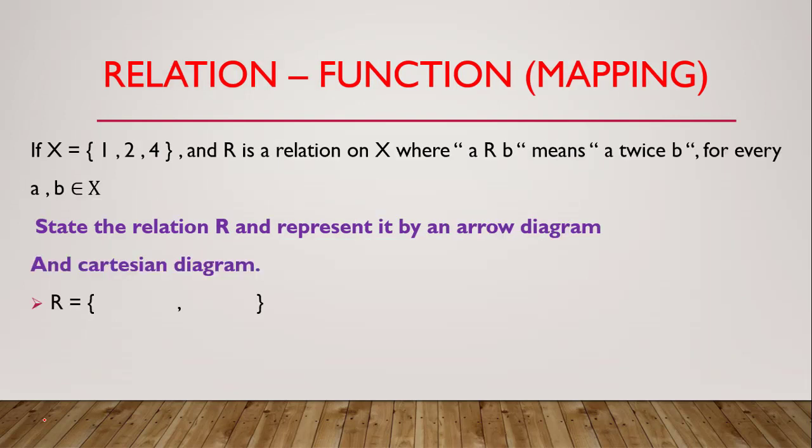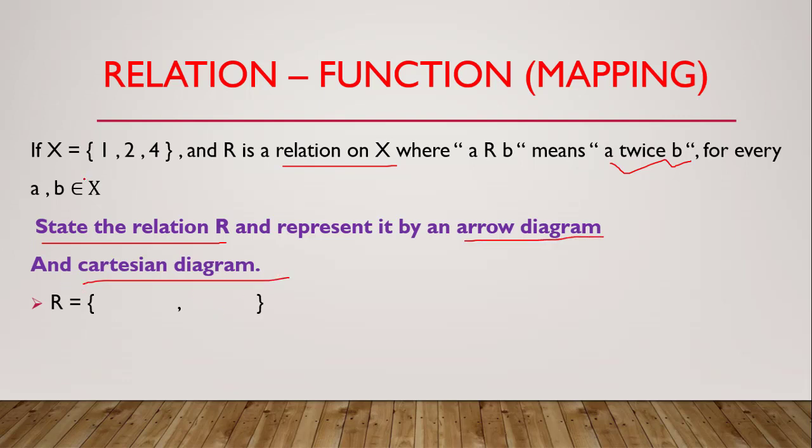Okay, another exercise. If x is {1, 2, 4} and R is a relation on x. What do you mean by relation on x? Where is y? There is no y. This is a relation from x to x. A relation on x means from x to x. Where A related to B means A is twice B. A should be twice B, for every A and B belonging to x. Okay, let's start. I want to state the relation and represent it by an arrow diagram and also a Cartesian diagram.